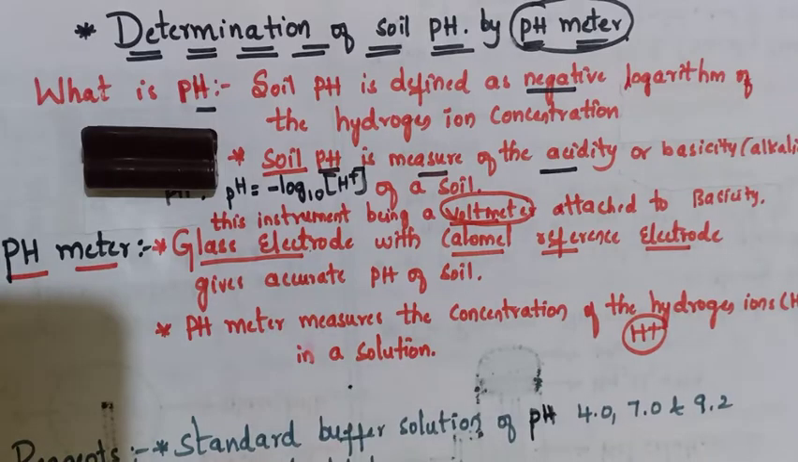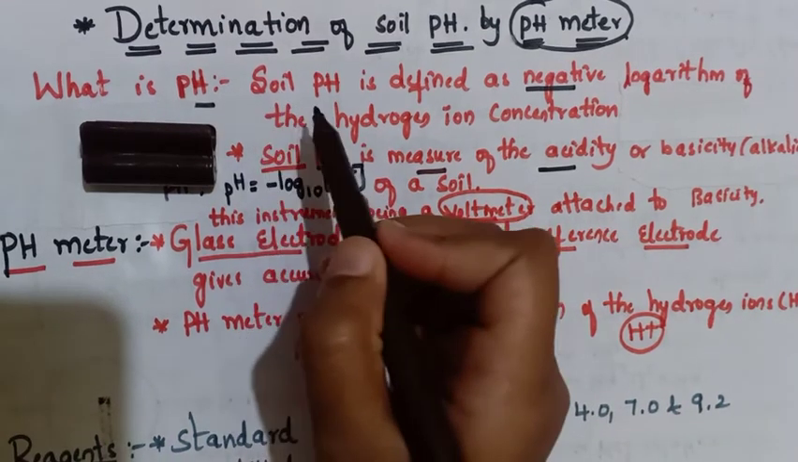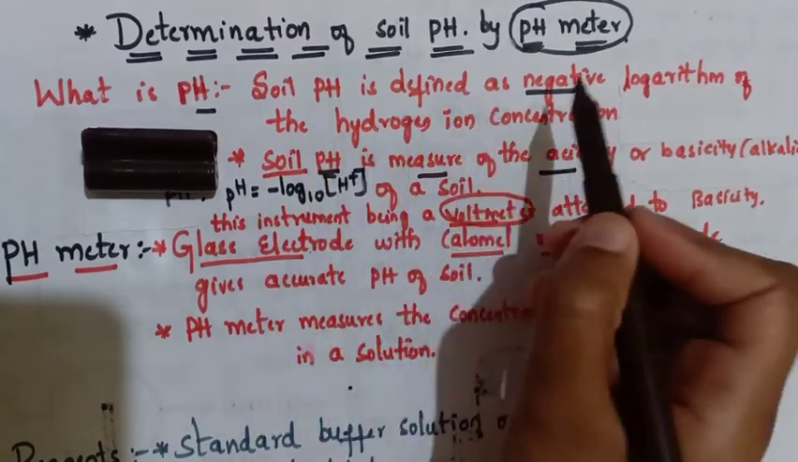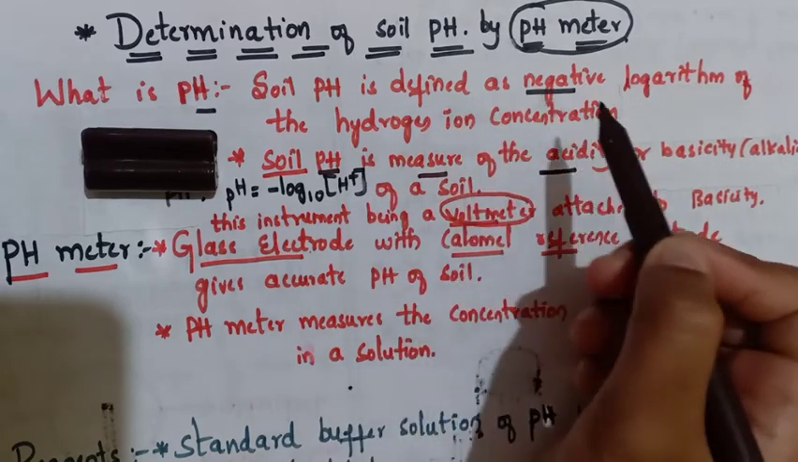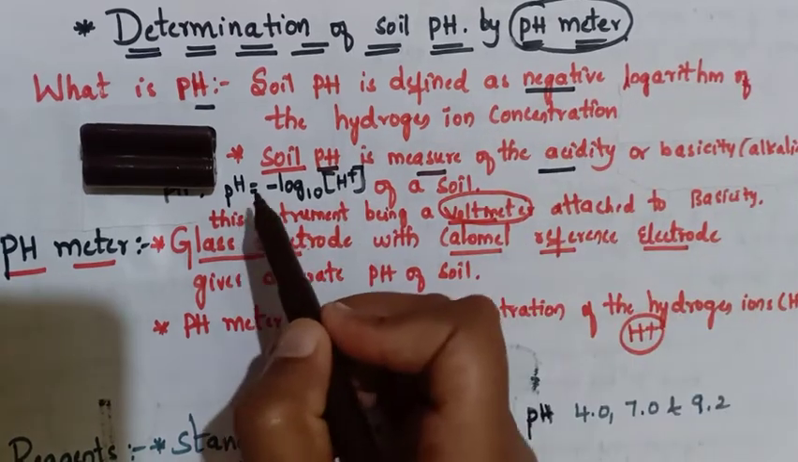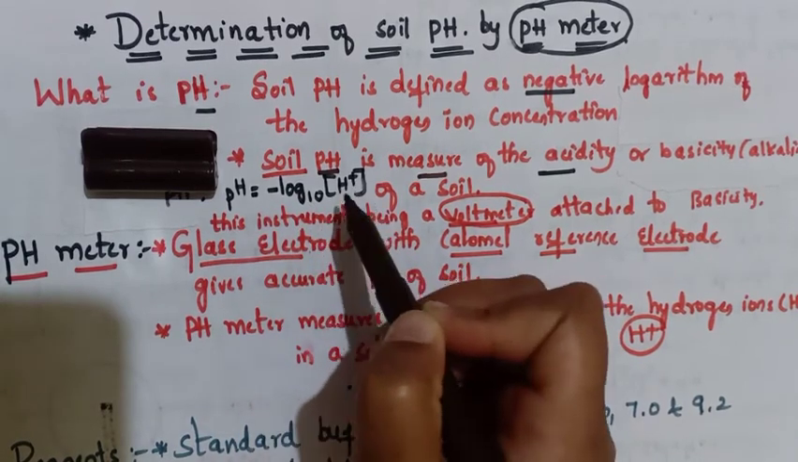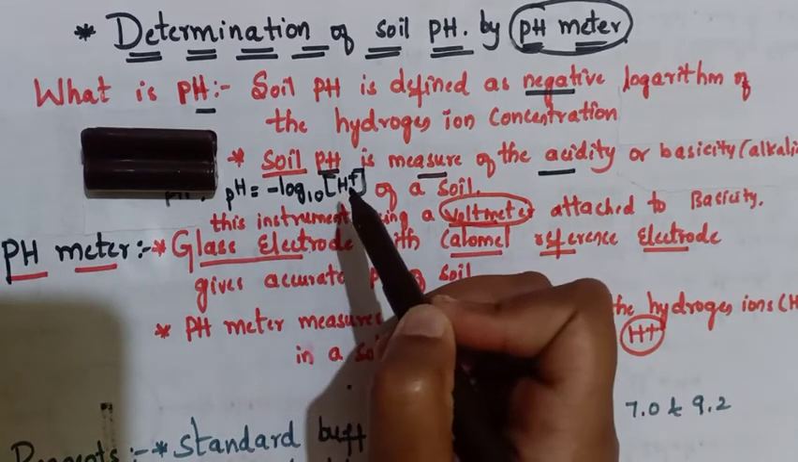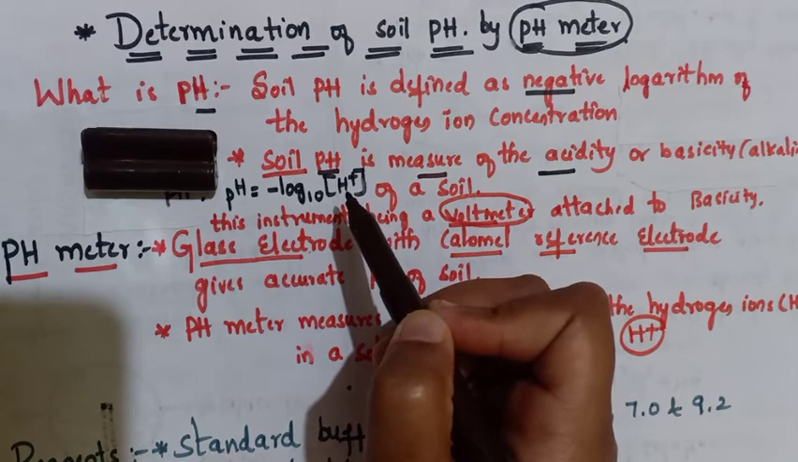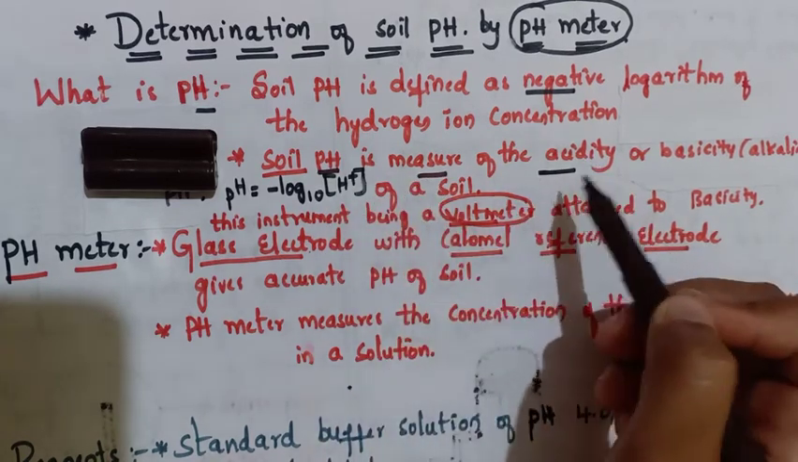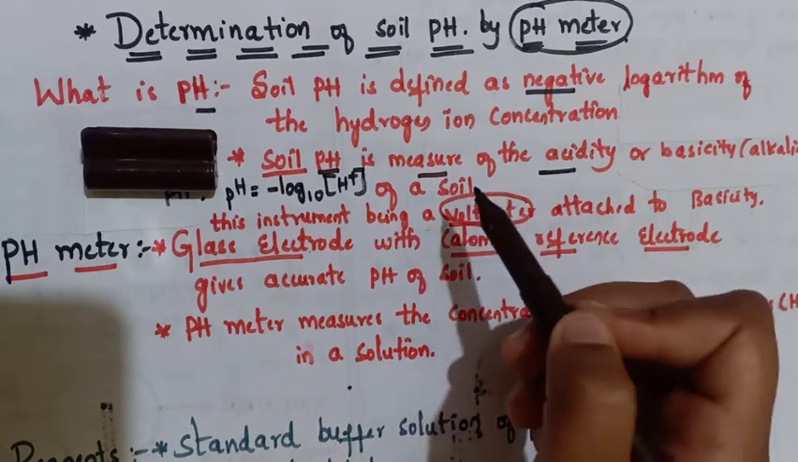In this video, we are going to study the determination of soil pH by pH meter. Before starting this topic, we have to understand what this pH is. Soil pH, or pH, is defined as the negative logarithm of the hydrogen ion concentration. That is, pH is equal to minus log to the base 10 of the concentration of H plus ions. It is the pH.